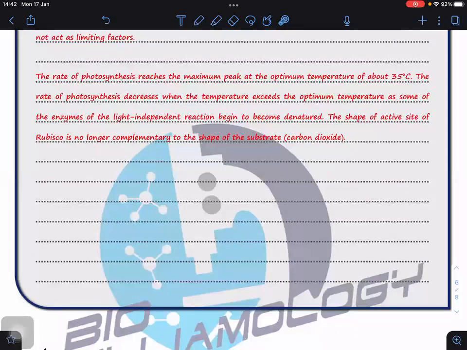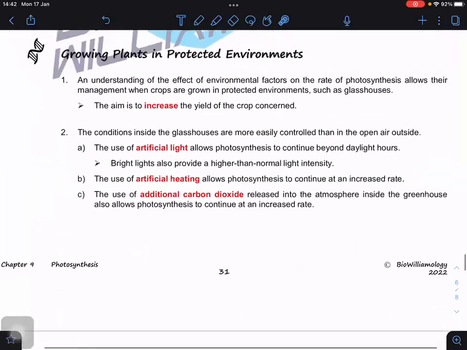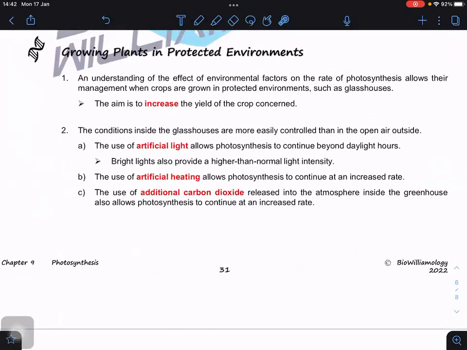Okay, and we do know that the active site, again Rubisco for example, is no longer complementary to the shape of the substrate, in this case carbon dioxide and RuBP, for example, because of the denaturation. I chose one step here. Am I too fast so far, guys? Okay or not? Clear?